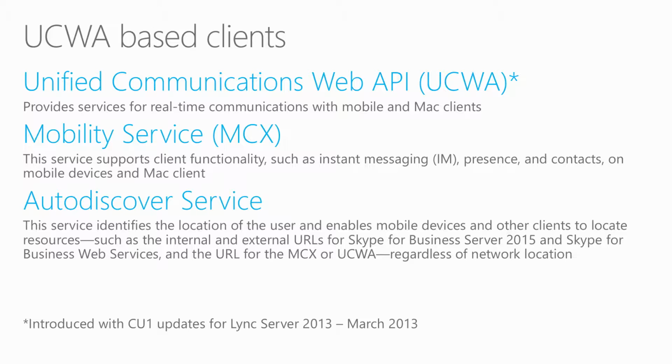There's also the mobility service, the MCX. This is used as part of UCIVA to do instant messaging, presence, contacts, all what we do with signaling on the mobile devices and Mac client. And there is this Autodiscover service that we talked about in depth already, how it works, and now we can see how it will help some of the clients to identify where they need to talk to.